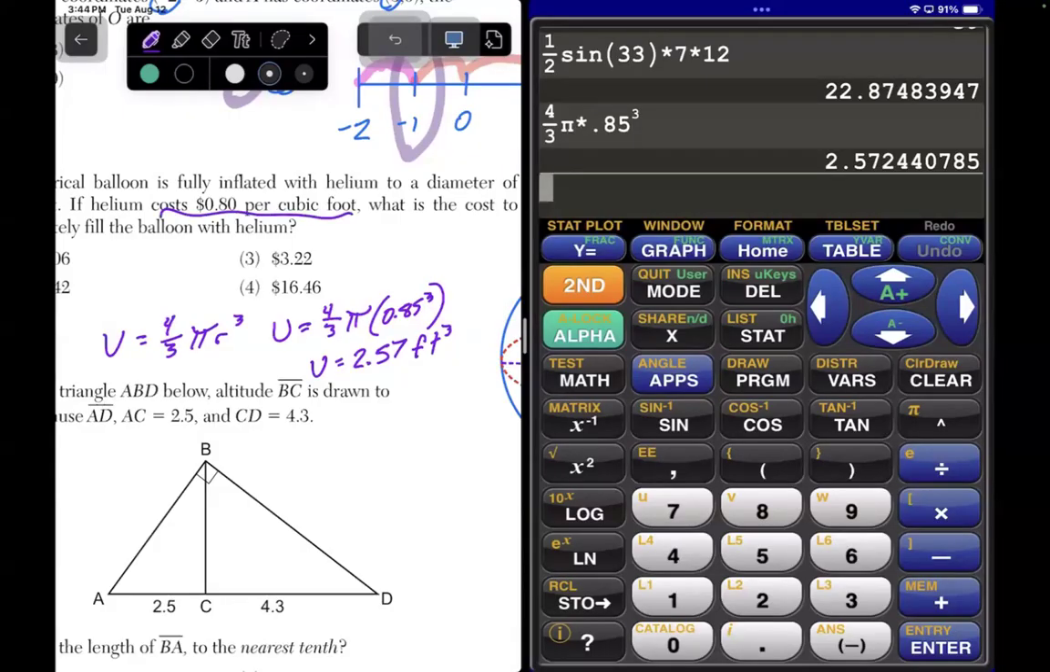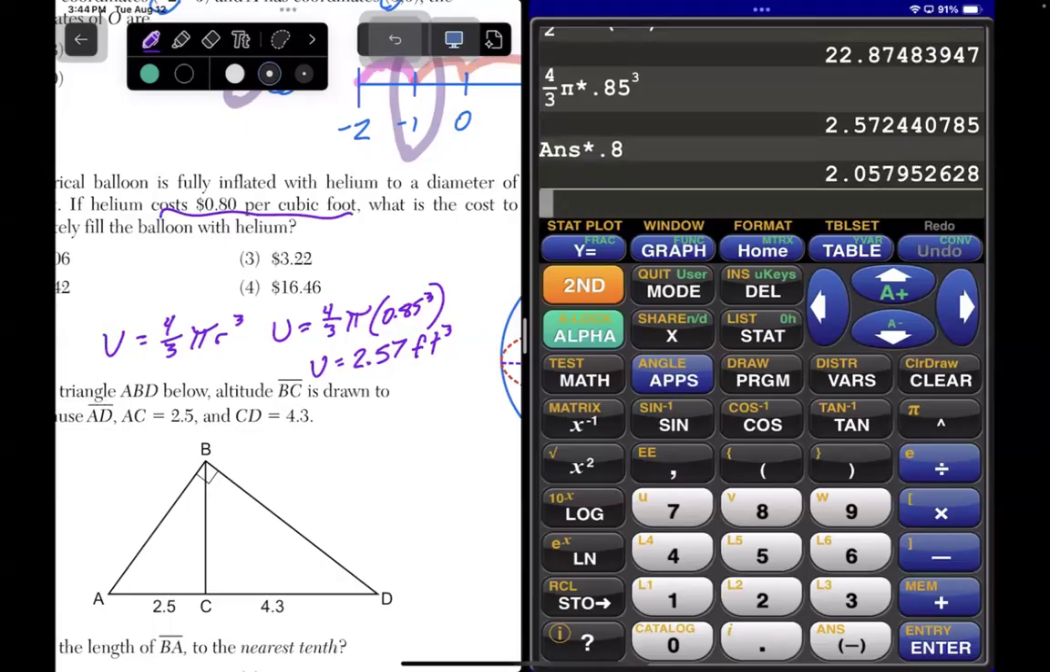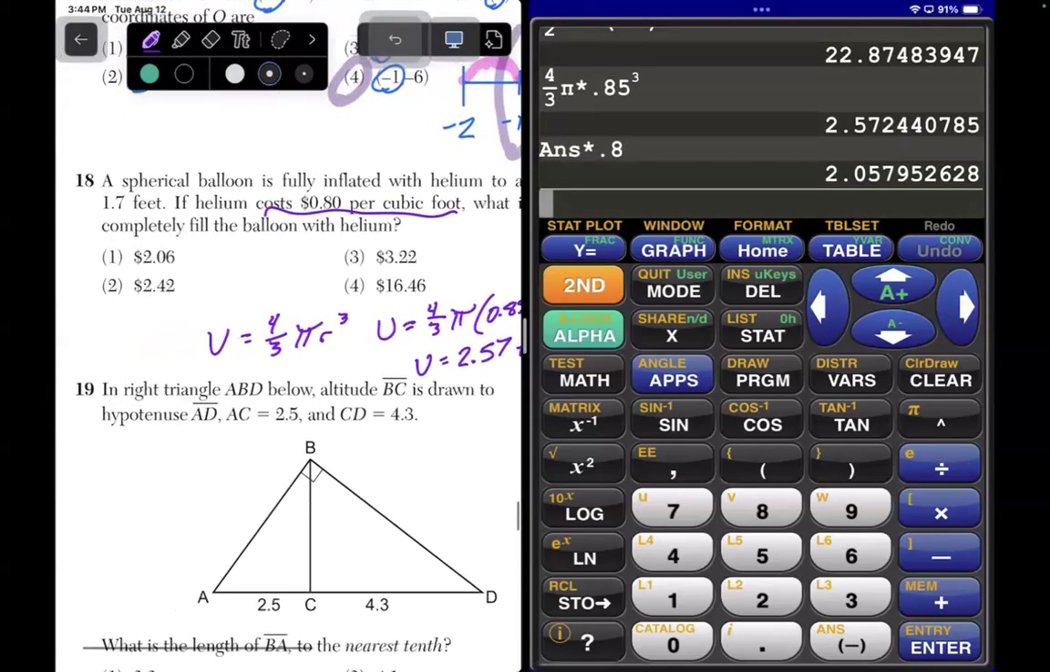So I need to multiply this by 0.8 to figure out what it's going to cost me, right? It's 2.57 cubic feet, and every cubic foot costs me 80 cents. So it's going to cost me $2.06.